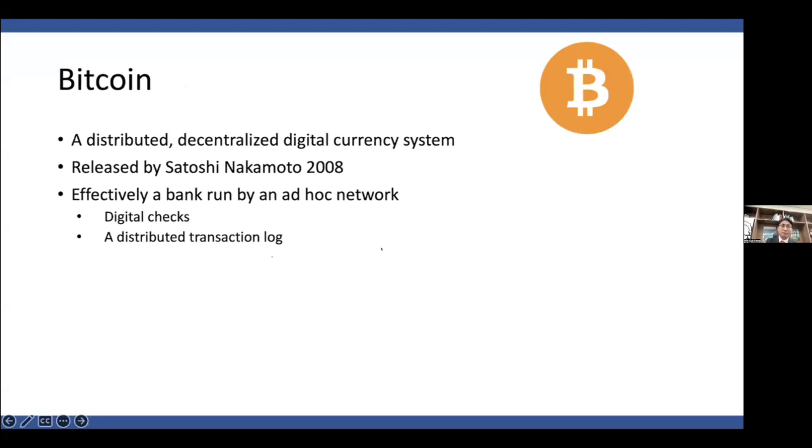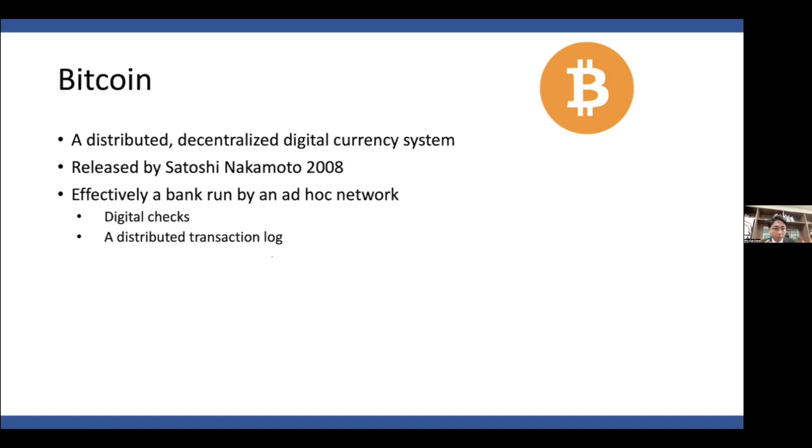So it all started with Bitcoin, as everyone is now fully aware. This was a distributed, decentralized digital currency system. Distributed, decentralized. We're going to have some discussion of what that really means later. It was released by Satoshi Nakamoto in 2008.